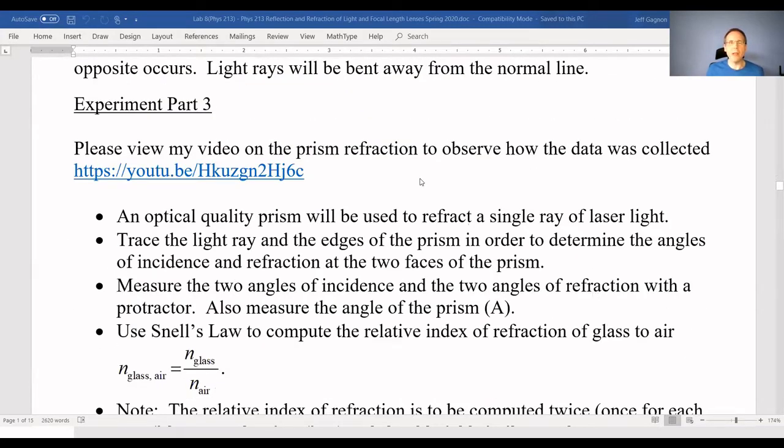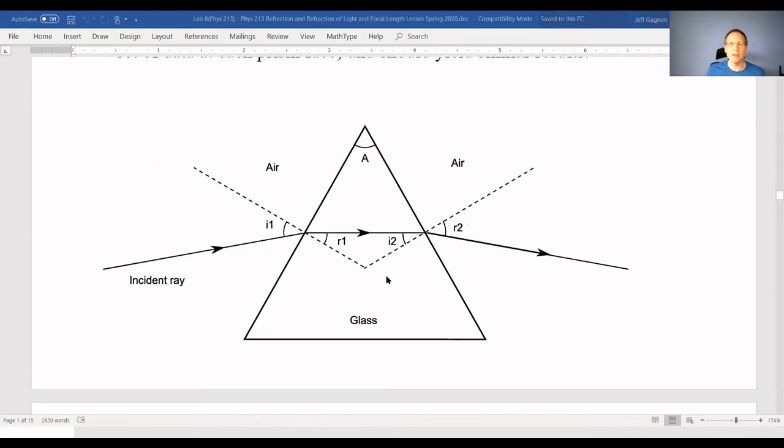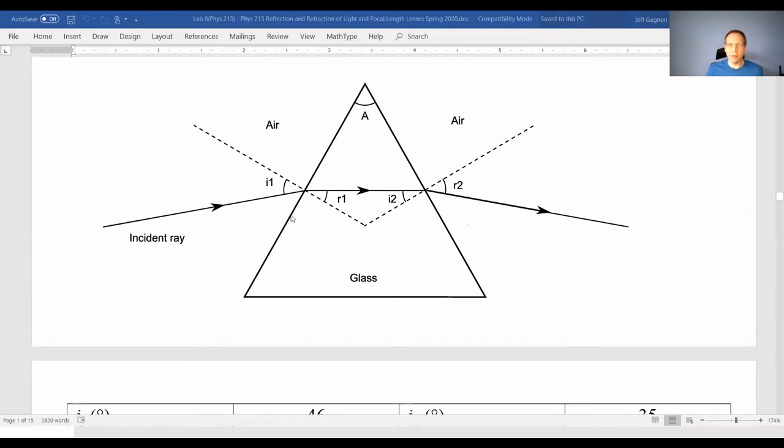Okay, so make sure that you watch my video on how this data was collected. This was done on a prism. So let me show you the picture here. Here is a triangular prism, and it's an equilateral triangle. The laser beam ray was coming in from the left here, and this medium is air. So the first boundary is going from air to glass. Remember, the angles are always measured relative to the perpendicular, so the dashed line here is perpendicular to that face, the boundary. This I1 is your angle of incidence for that first boundary, the first face here.